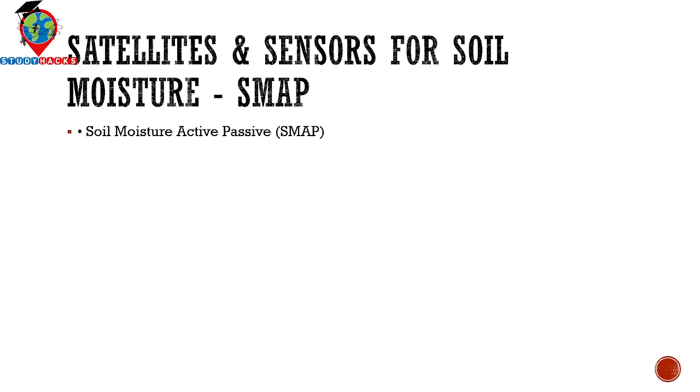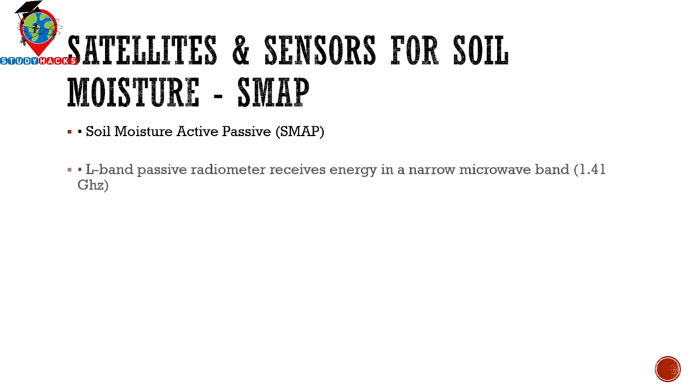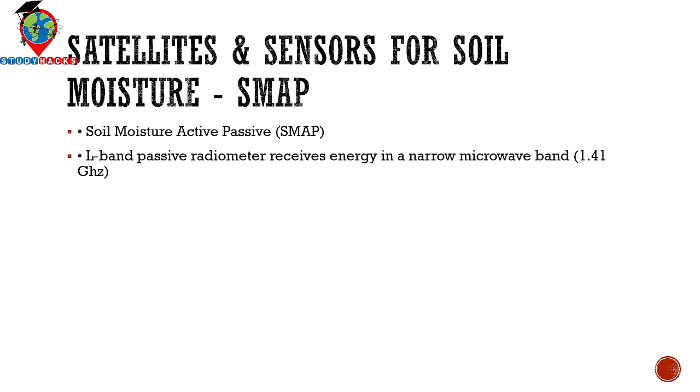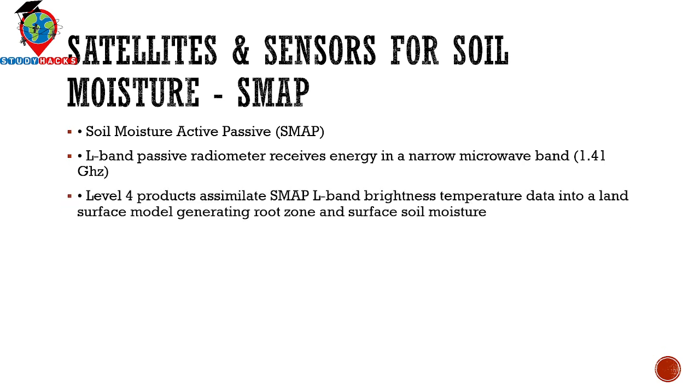So now we talk about soil moisture, basically SMAP, Soil Moisture Active Passive. So this is the full form of SMAP. The L-band passive radiometer receives the energy in the narrow microwave band at 1.41 gigahertz. The level 4 product assimilates the SMAP L-band brightness temperature data into a land surface model, generating root zone and surface soil moisture. The spatial resolution of the dataset is mainly 9 kilometers.